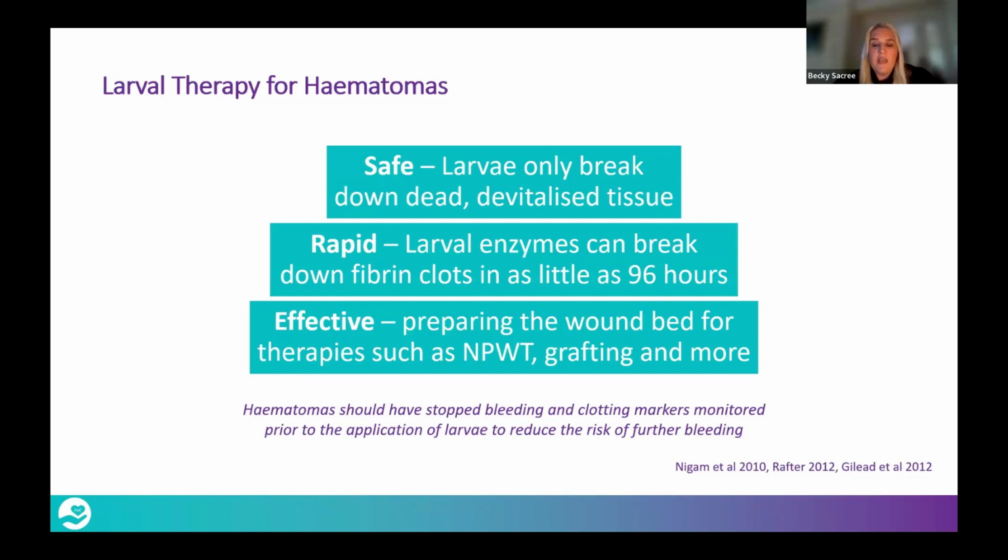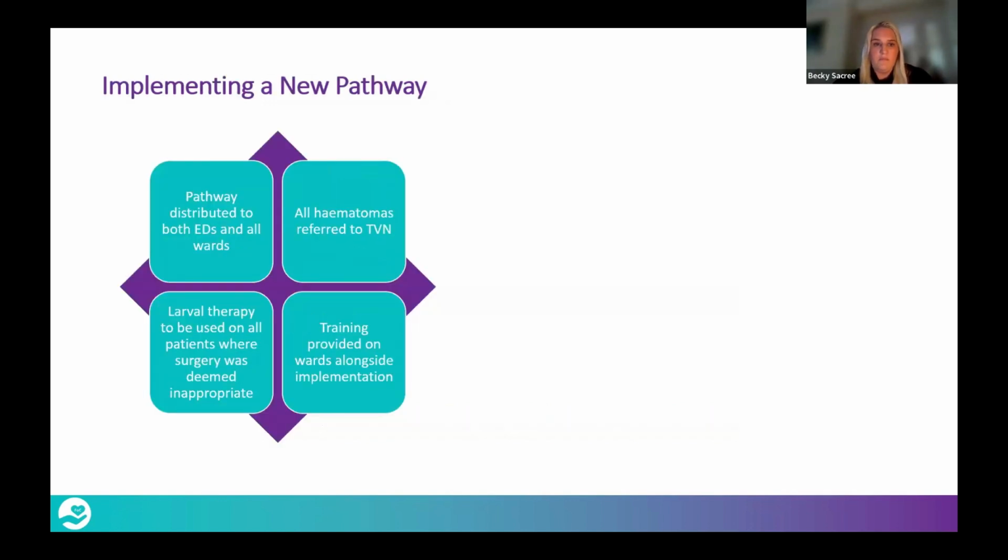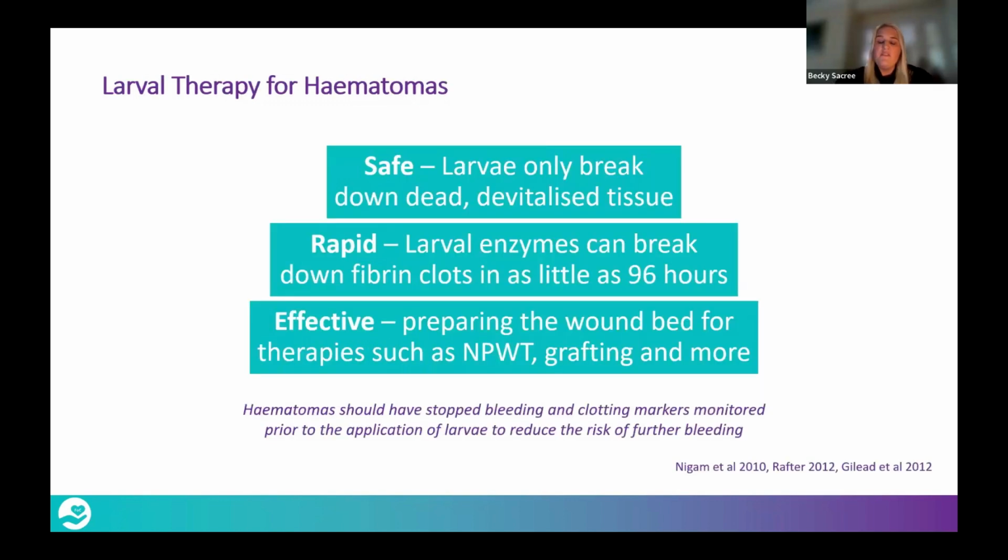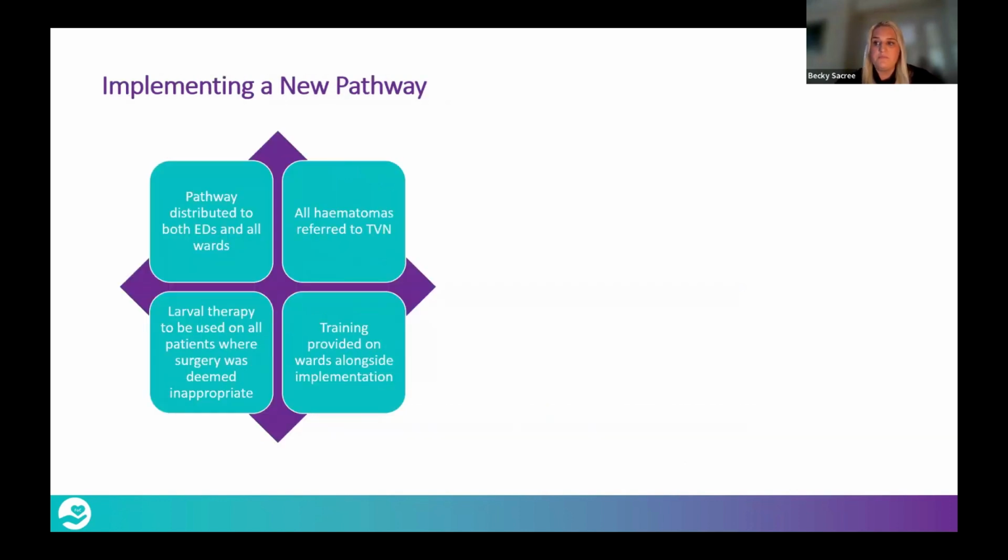These little helpers can help break down fibrin clots in as little as 96 hours, preparing the wound bed for subsequent therapies like negative wound pressure therapy or grafting. The therapy does not need to be seen by a specialist. It can be managed on a ward level. It can also be managed in the community as well, allowing patients to remain in their own homes, thereby enhancing overall patient satisfaction and reducing costs.